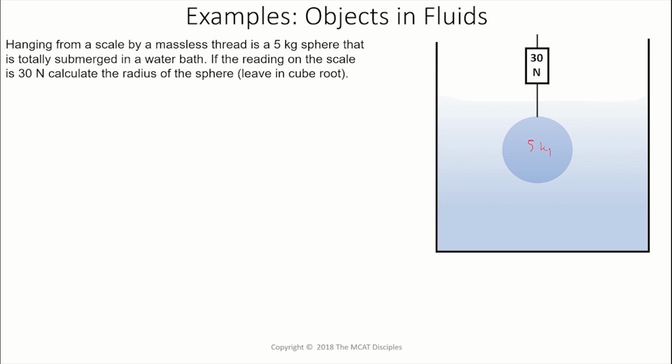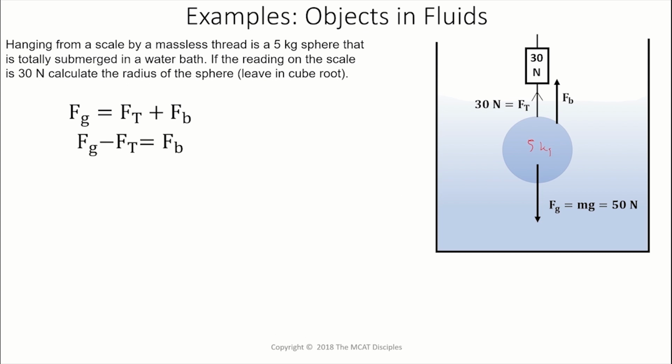So here are the forces acting on this ball. You've got the force of gravity, which is equal to 50 newtons. You've got the tension force on the string, which is 30 newtons. And then you have the buoyant force, which is what we're interested in calculating, because the buoyant force is going to get us to the volume of the object, because the volume of the object is equal to the volume of fluid displaced. So we say force of gravity is equal to force of tension plus the buoyant force. Subtract those two, and since we know what those two are, we know the buoyant force is 20 newtons.